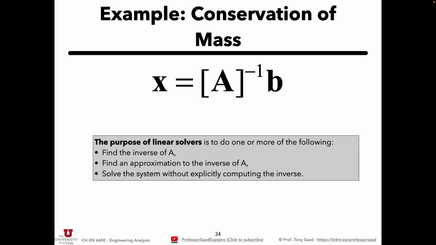We're going to use Python to do that. So the purpose of linear solvers is to do one of the following. Directly find the inverse of A and then multiply it with B. So we find the inverse of A multiplied by B. We're going to do this in Python. Or find an approximation to the inverse of A. Sometimes A is hard to invert, so we find an approximation for it. Or solve the system without even finding the inverse. These are called iterative solvers. So linear solvers do any combination thereof.